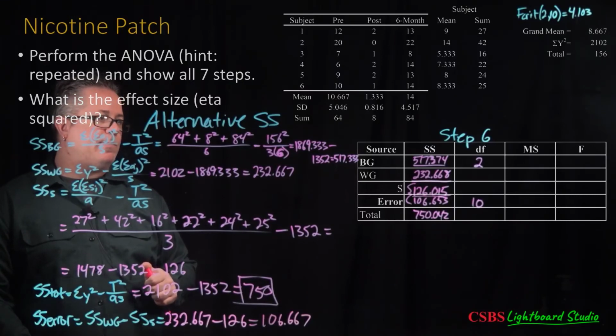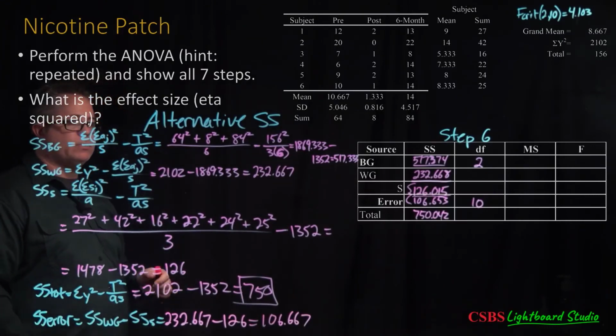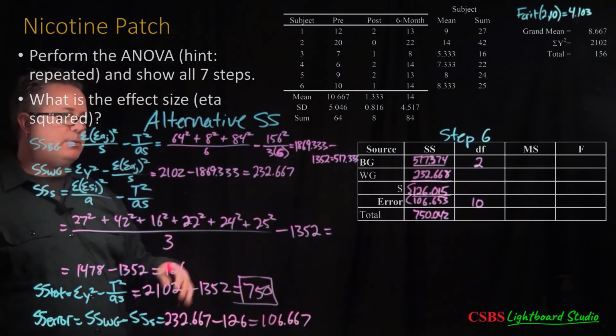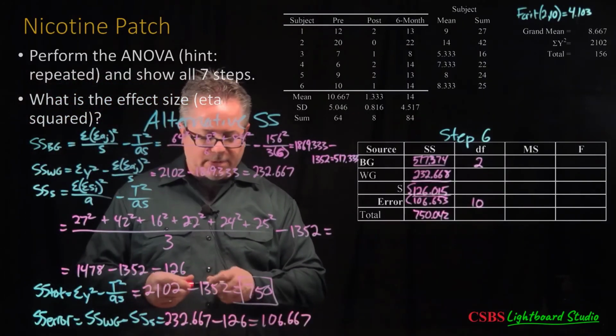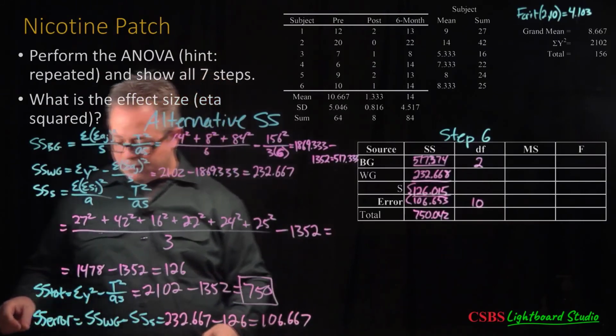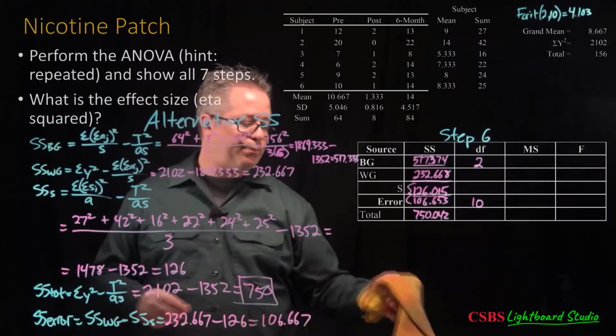All right. So we've done both the deviation and the alternative sum of squares versions of this, and got very similar numbers. So let's keep going and wrap up step 7 of the ANOVA.